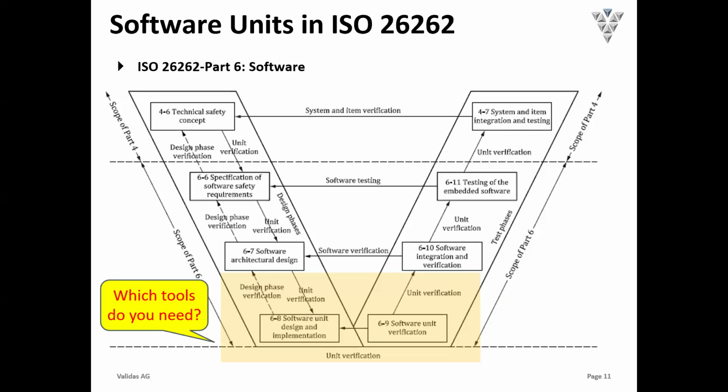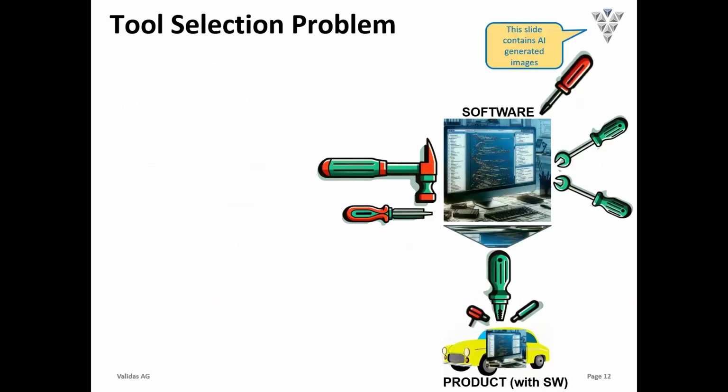But the question is, which tools do we need for that? Of course, you need a compiler. Software unit verification, you will also need a testing tool. But what else? Yeah, people will say, oh, yeah, we will need a build tool. We'll need something to make or ASIL or other things. But are we complete? How do we know whether we are complete with our tool chain?